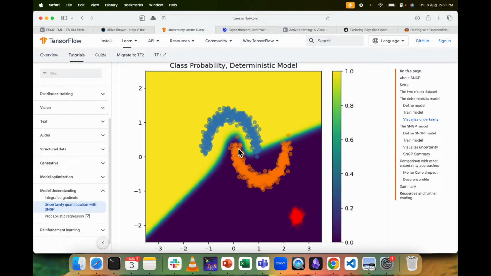Yes, Raj. When you train the model, we are using binary cross entropy loss, and then suppose for a point in the purple region. Okay, some point here.